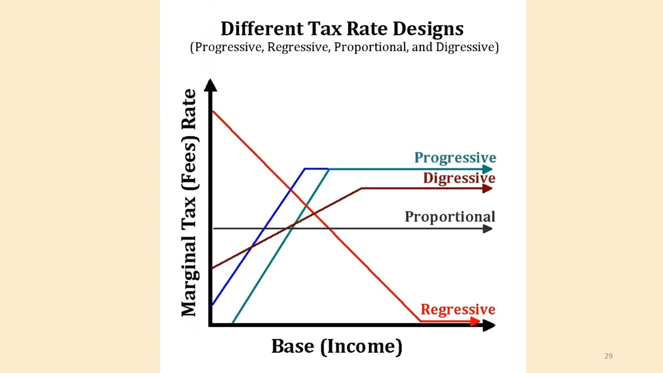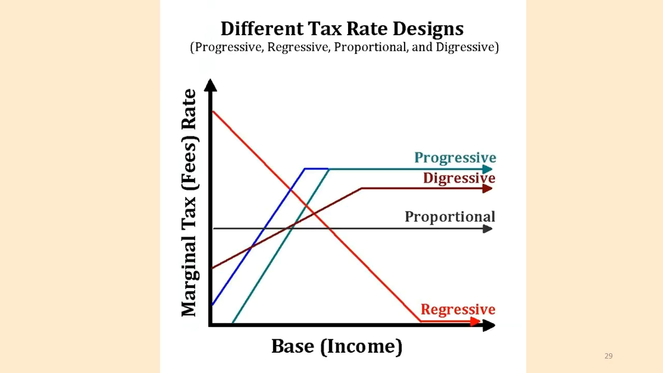And now we add the other two. Proportional is pretty easy. That gray line, it just says what it is. The tax is the same. It doesn't matter how much money you make. If you're on the left, low income. If you're on the right, very high income. Everybody has the same tax.